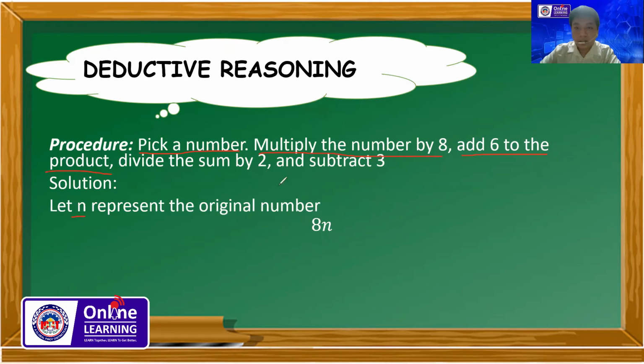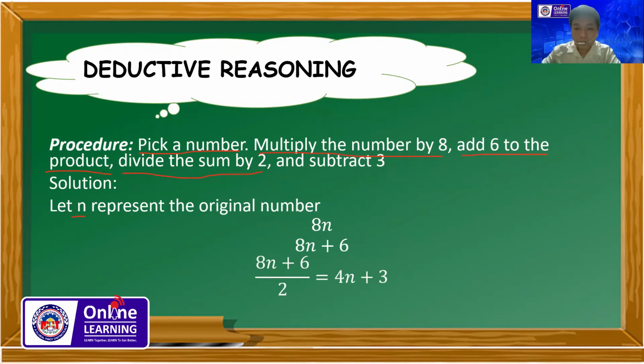Okay, so meaning we're dealing with the product, which is 8n, and then after that we will add 6. So meaning you will come up with this. It will become 8n plus 6. Then after adding 6 to the product, the next one, we will divide the sum by 2. So meaning we're talking about the sum of 8n plus 6, and then we will divide it by 2, and it will become just like this: 8n plus 6, which is the sum, divided by 2.